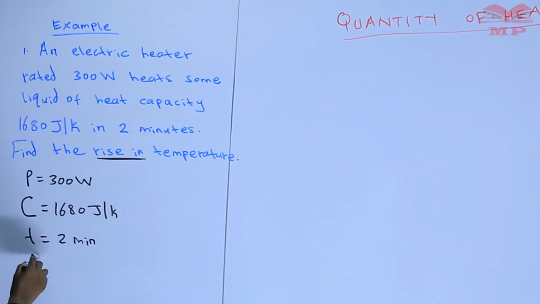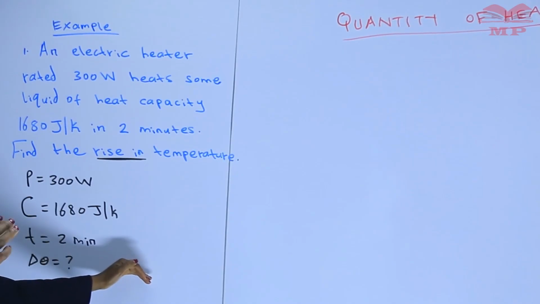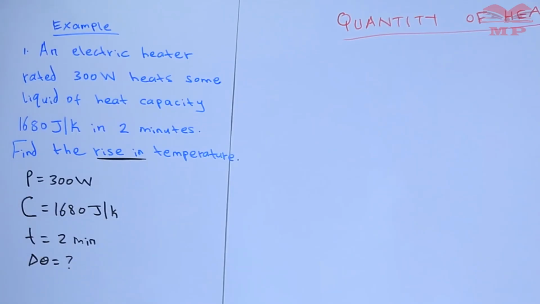So we want to get the change in temperature. That is what is in question, because a rise is now the change. So for example, if it was 30 degrees Celsius and then it rose to 70 degrees Celsius, the rise will be 70 minus 30, which is 40. So we want to get that change in temperature.